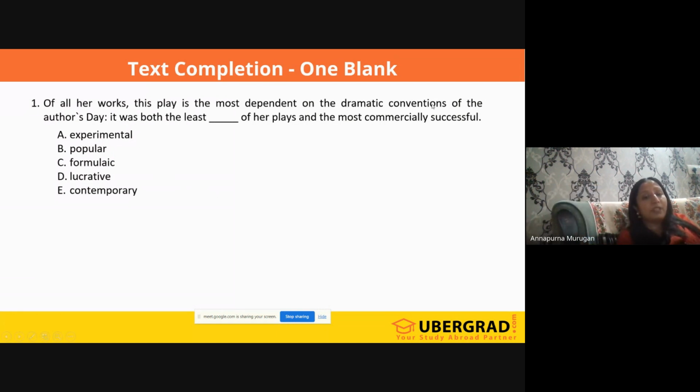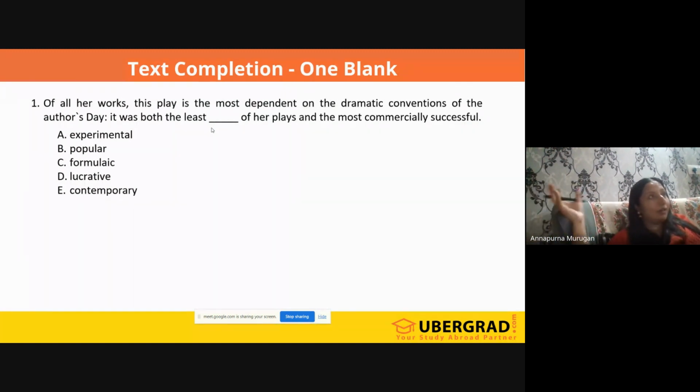It was dependent on the author's day. Author's day, in the sense of what? Author's day will be a common day. And conventions is something regularly happening. So therefore they are using 'least'. Least in the sense of what? Least something extraordinary. The word should be what?